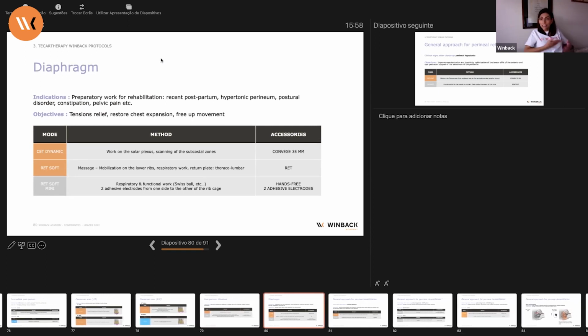We can also work on the diaphragm, which in the postpartum is completely out of its range. The indications are the preparatory work for the rehabilitation when you have a recent postpartum, when you have a hypertonic perineum and the diaphragm is not working as it should, when you have a postural disorder, or if you are working on constipation or even pelvic pain. The objectives of the protocol on diaphragm sessions are the tension relief, restoring the correct chest expansion, and freeing up the movement of the whole diaphragm.